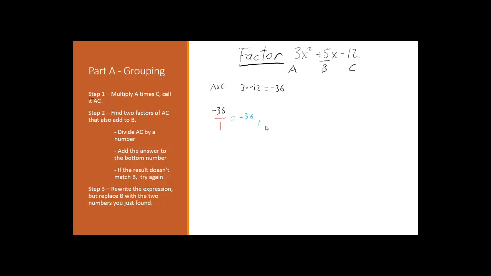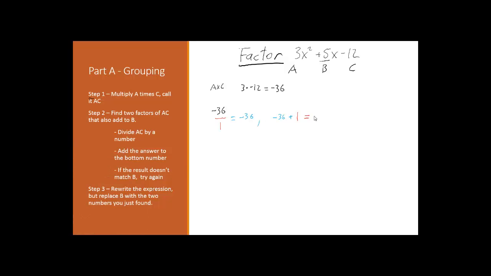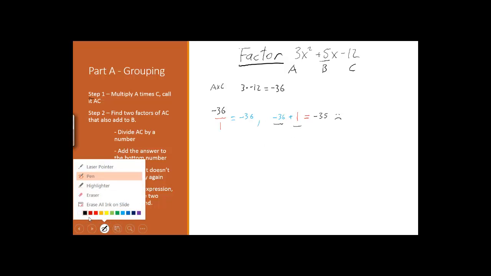Now, what we're going to do is add the blue number, negative 36, to the number that we divided by. That's the number in red, the 1. Now, negative 36 plus 1 gives us negative 35. And you can see that's not equal to b. That's not positive 5, so what that tells us is negative 36 and 1 are not the two numbers we're looking for. But that's okay. We can just try a different number.